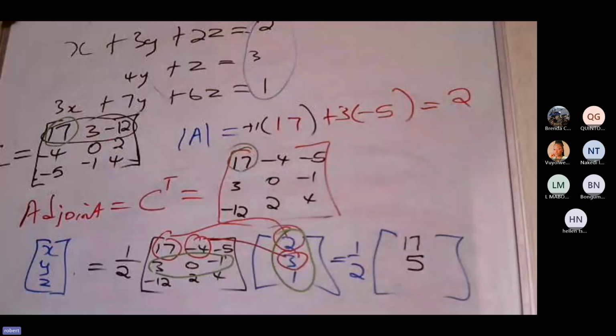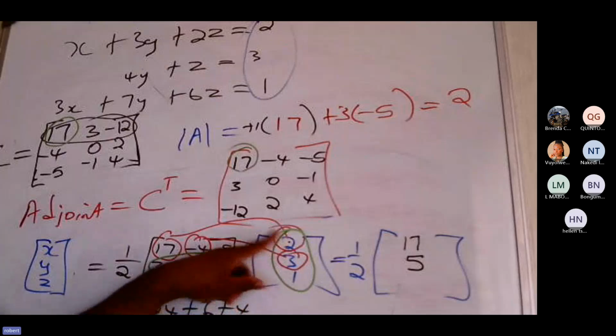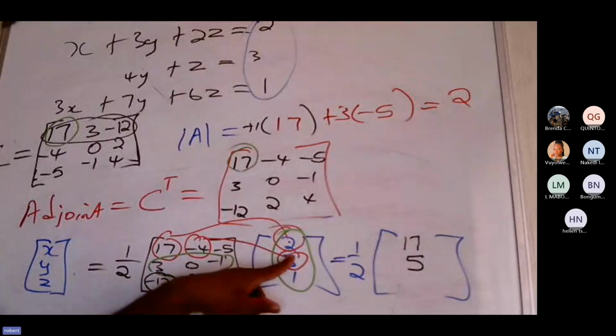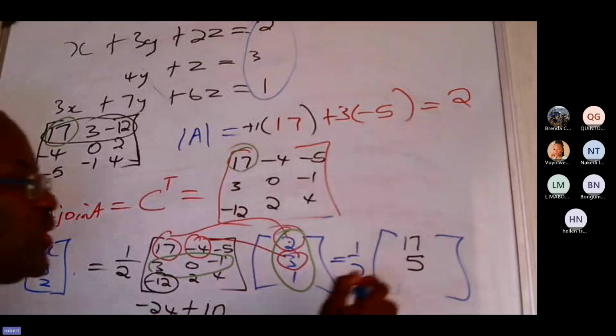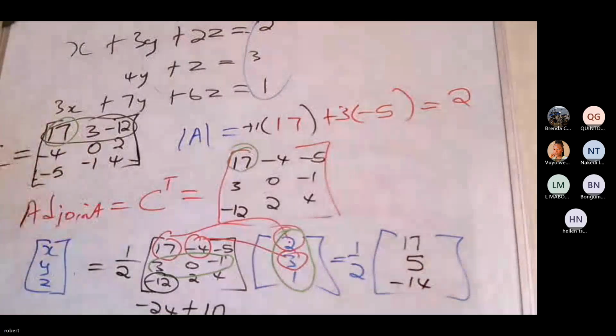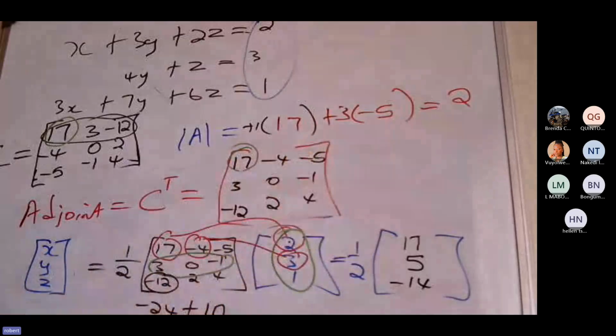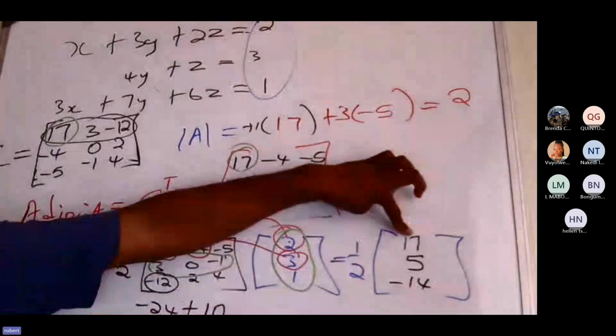Now, what about the next one? You can't even say you are using a calculator because it will just be minus 12 multiplied by 2, which is negative 24, plus 6 plus 4. This and this is 6. This and this is 4. We know this is 10, and this 2 is minus 14. Then from there, you multiply each inside by half. Therefore, this will be 17.